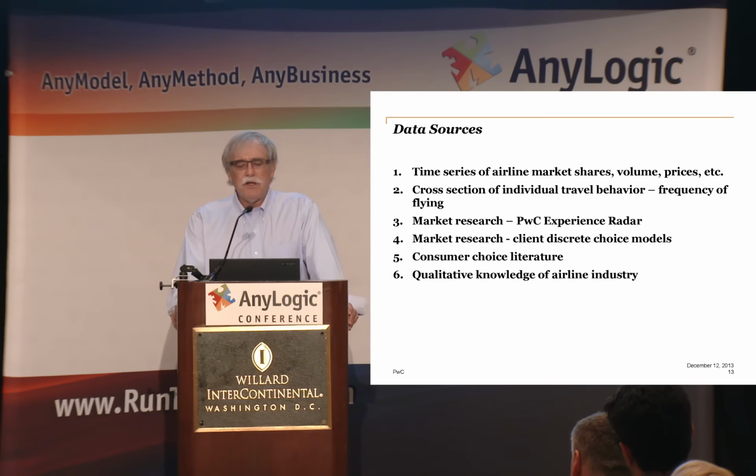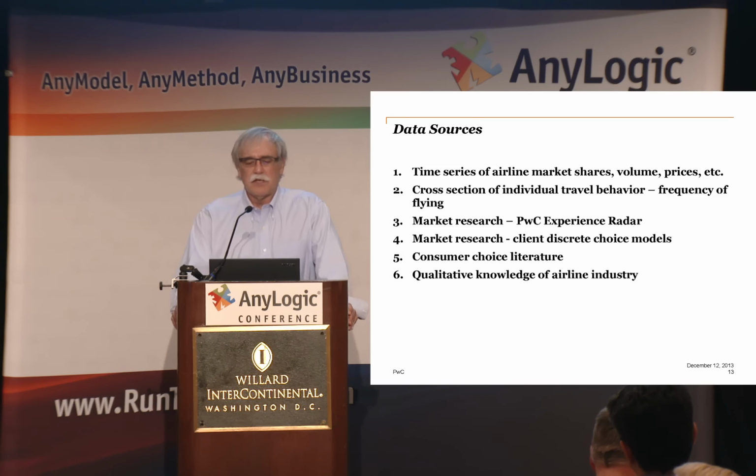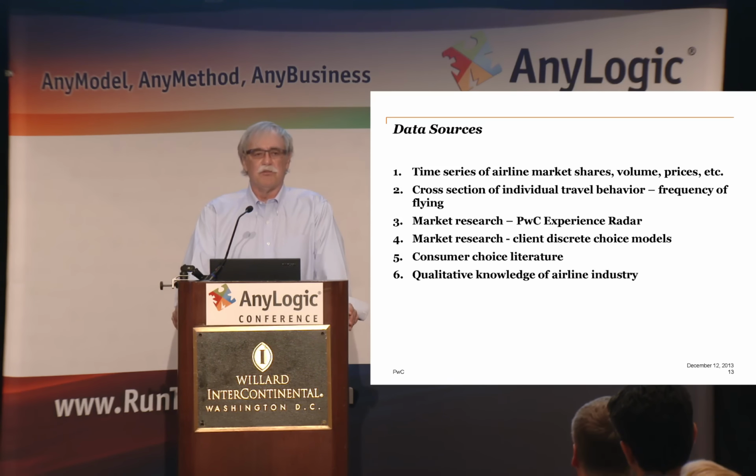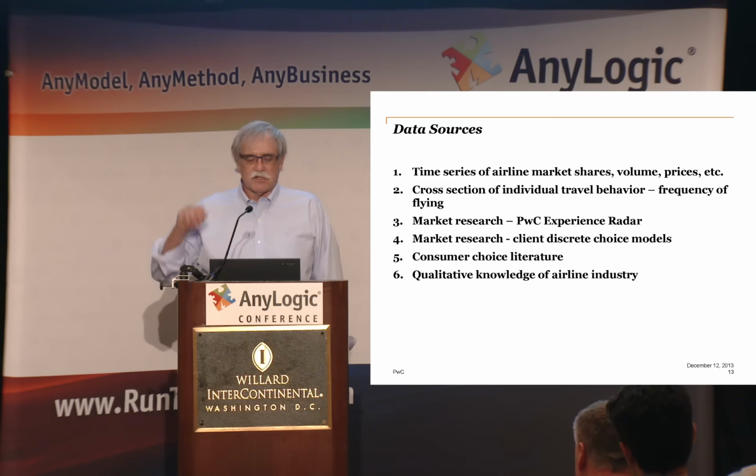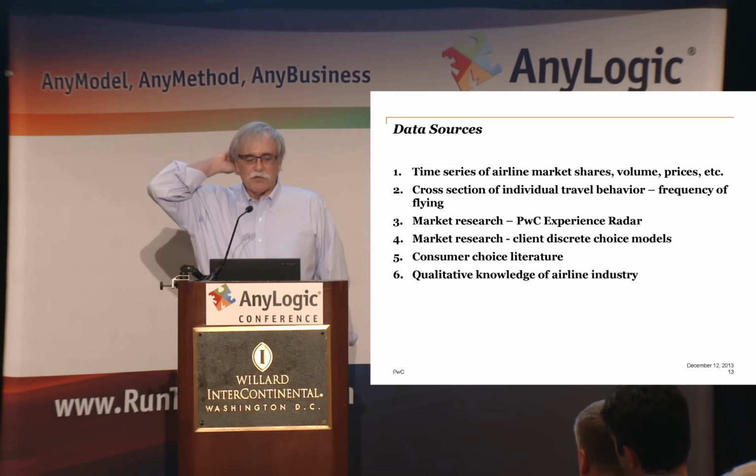A second thing would be a cross-section of individual travel behavior. For example, this model includes an extensive sector about how frequently people fly. So, how frequently different kinds of people fly. It also includes cross-sections about the weights that people put on different attributes. This comes from the market research study. I mentioned to you the PwC Experience Radar, which is a large-scale market research study that can be used to calibrate these.